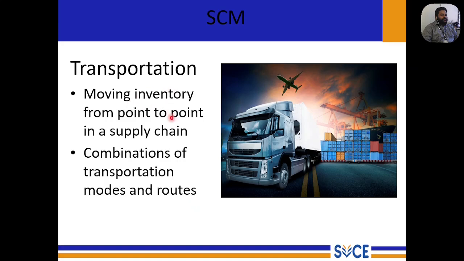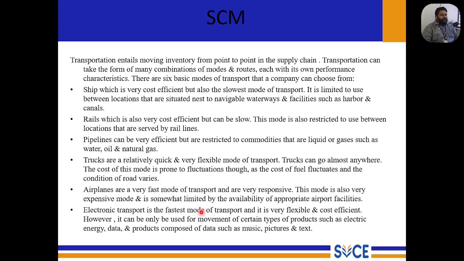Moving inventory from point to point in a supply chain is one of the key phases in the transportation aspect. Combinations of transport modes and routes are the next phase that will be seen in this third unit. Over here, transportation entails moving inventory from point to point, as we said. It can also take the form of many combinations of modes and routes, each with its own performance characteristics.